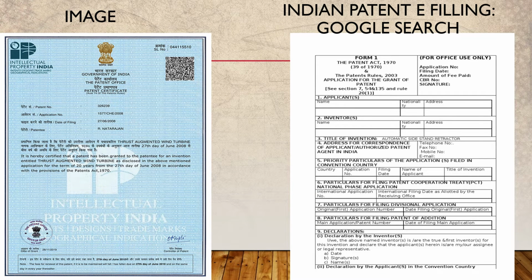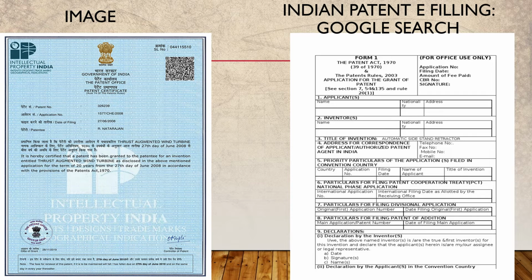This is the image of how a patent looks. IPR, the Government of India, a QR code that will redirect you to the page of the patent. This is the example of the patent. This is the name of the patentee, the date of filing, the application number, the patent number. And then you can file a patent online, that is called patent e-filing in the Google search.